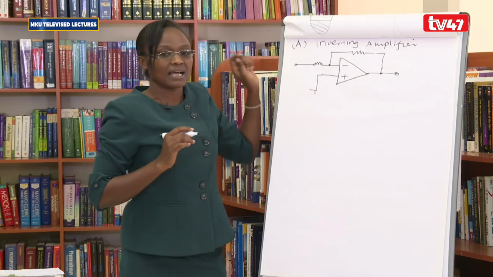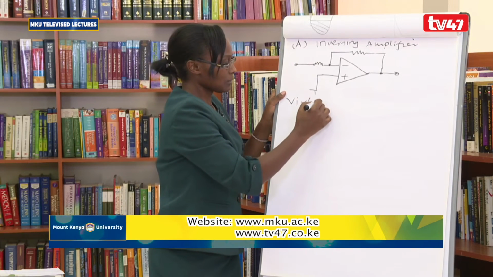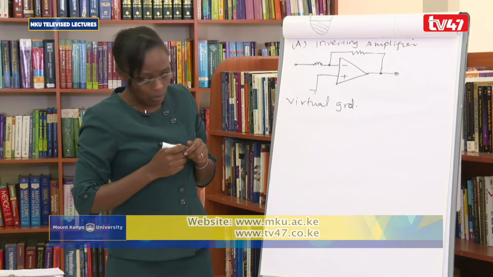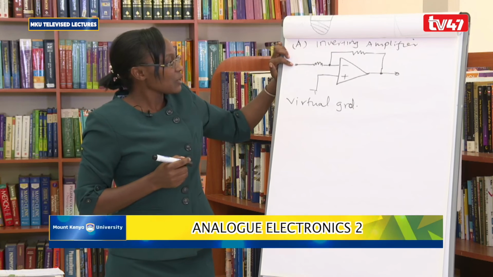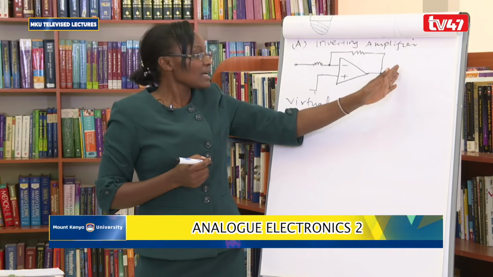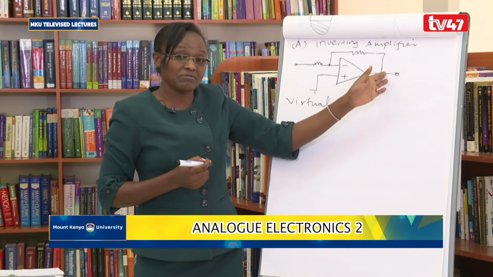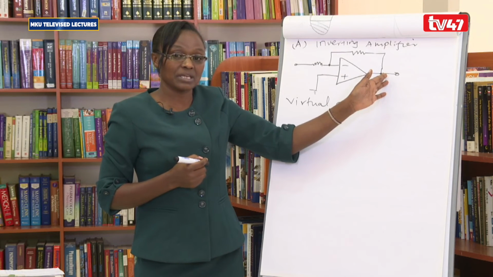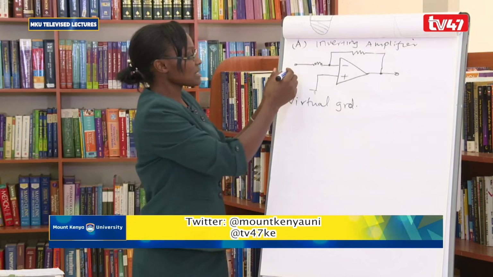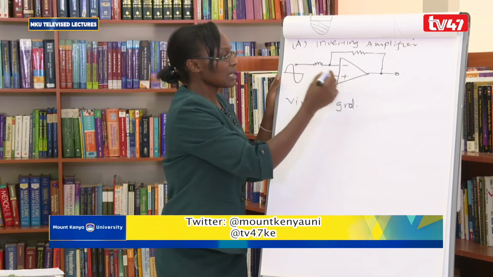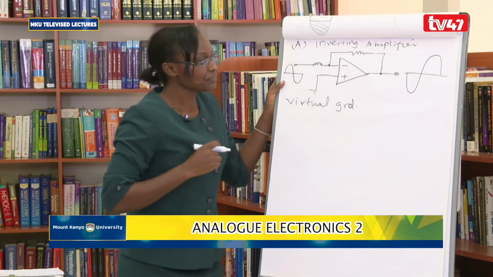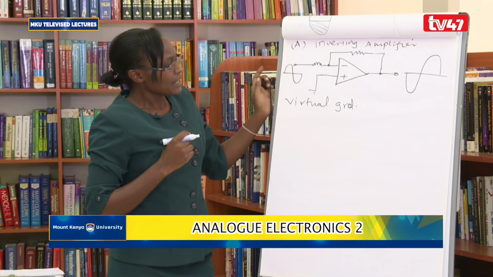What I want to explain is the concept of virtual ground. What is virtual ground? Now, we said that if you apply a signal at the inverting terminal, it will appear at the output in an amplified fashion, but out of phase with the input signal. That is inverted, and that's why we call this inverting, because it inverts. So this is input, at the output we have our signal there, which is inverted.